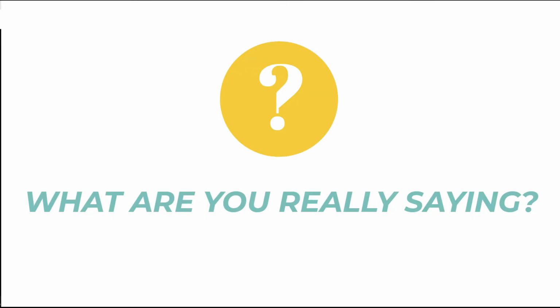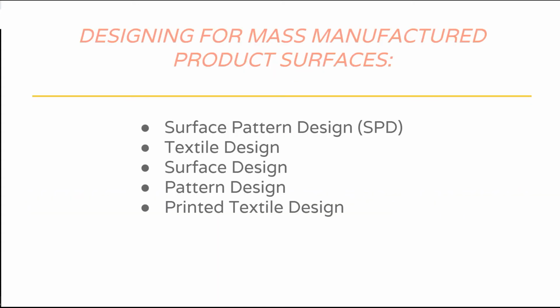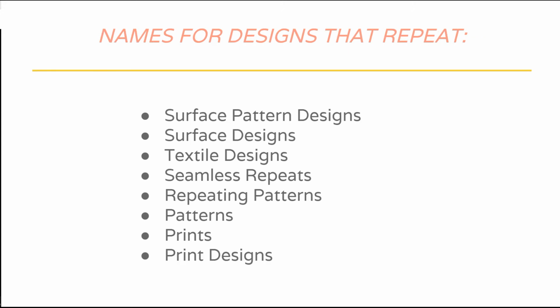So, here are a number of terms that can be used to describe surface pattern design. Not all are technically correct, and different individuals may use different terms to mean designing for mass manufactured products. But here are some examples. When we're talking about designing for mass manufactured product surfaces: surface pattern design, SPD, textile design, some people use that, surface design, pattern design, printed textile design. These are all things that people sometimes use interchangeably. And while I've outlined some of the differences, you might find that people are expecting surface pattern design when they refer to these things.